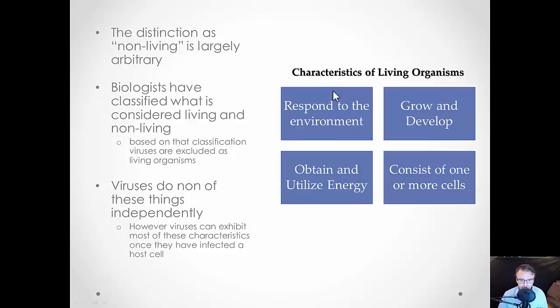So, for example, they have to be able to respond to the environment. They have to be able to grow and develop. They have to be able to obtain and utilize energy and consist of one or more cells. And a cell always has, for example, a cell membrane. It always has ribosomes, cytoplasm, so they have to have all those things. And the truth is, a virus has none of these things and does none of these things until it comes in contact with the host cell. So what's weird about them is that they don't do these on their own, but they do some of these things when they come in contact with a host cell, something that they can essentially infect. So that's where these are slightly difficult to describe exactly.